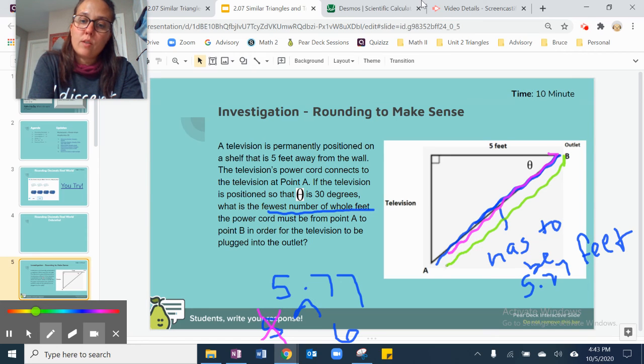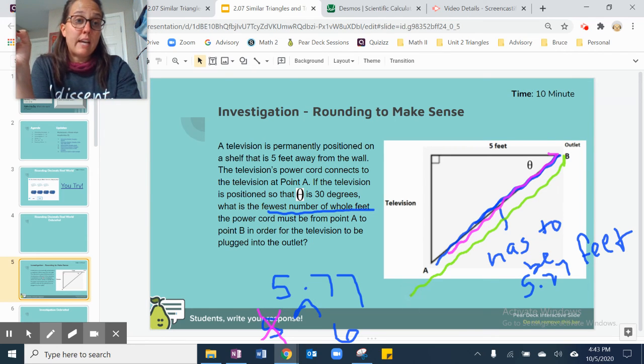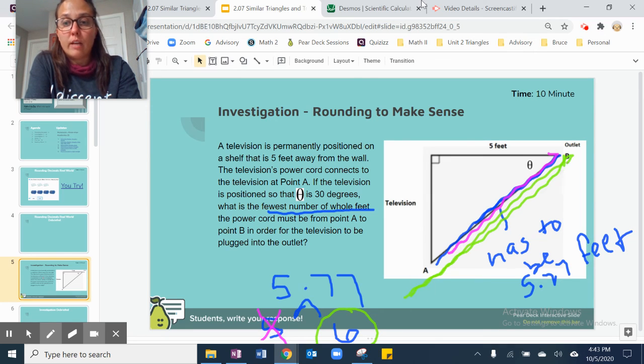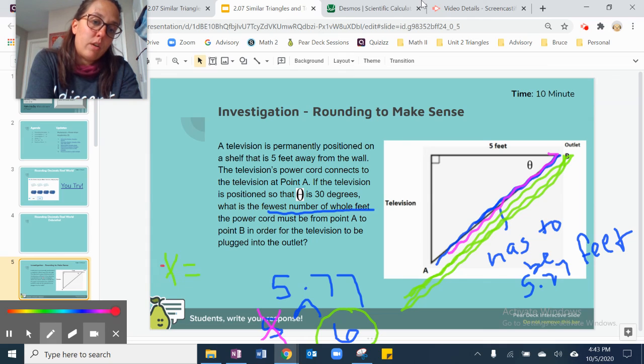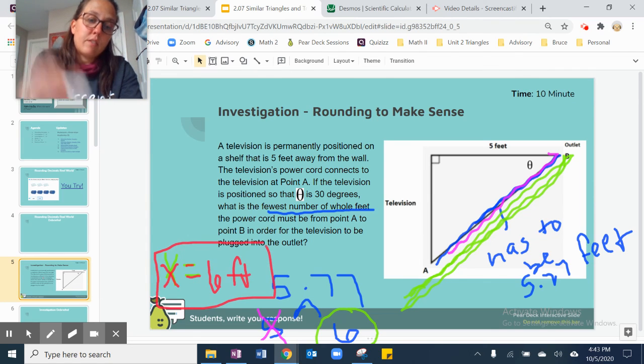So this means that we're going to overextend by a little bit, right? By about 0.23. But that's okay because the TV will still be able to be connected to the outlet, which is the most important thing. There'll just be a little bit of space. So in this case, we're going to say that the power cord must be at minimum of 6 feet.